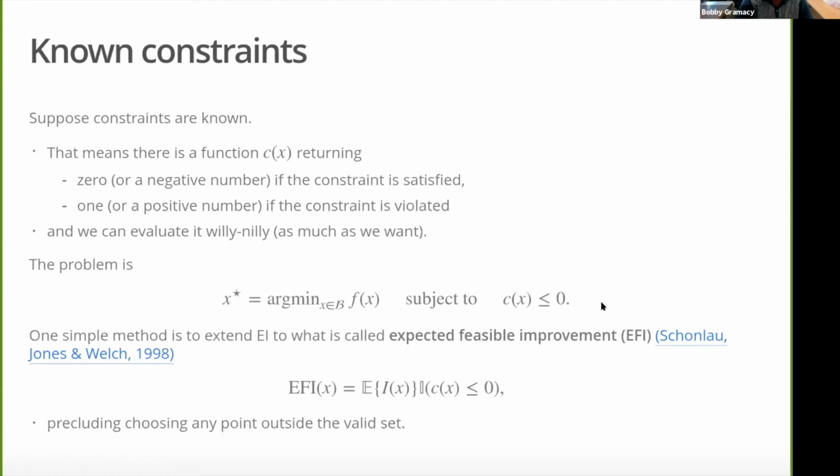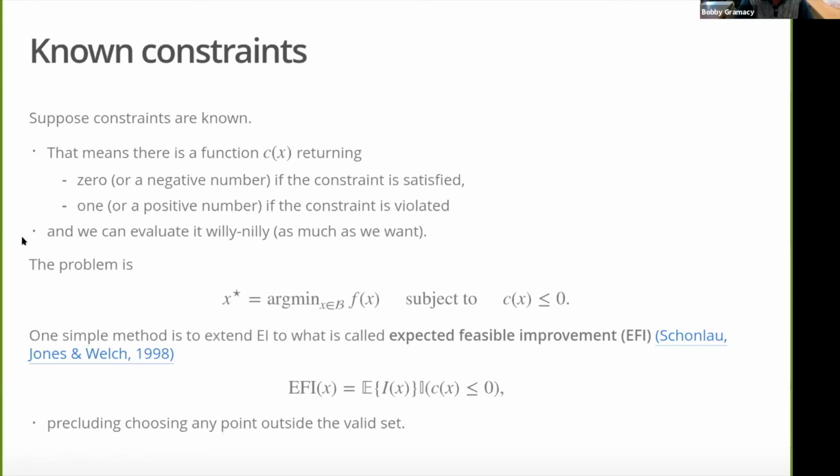And there are lots of different ways to do this, but I'm presuming that it's expensive to get both evaluations and that you get them at the same time. So when you run your simulator or your virtual simulation, you get the output of f and the output of c at the same time. You can imagine lots of variations on that, where the constraint is free.